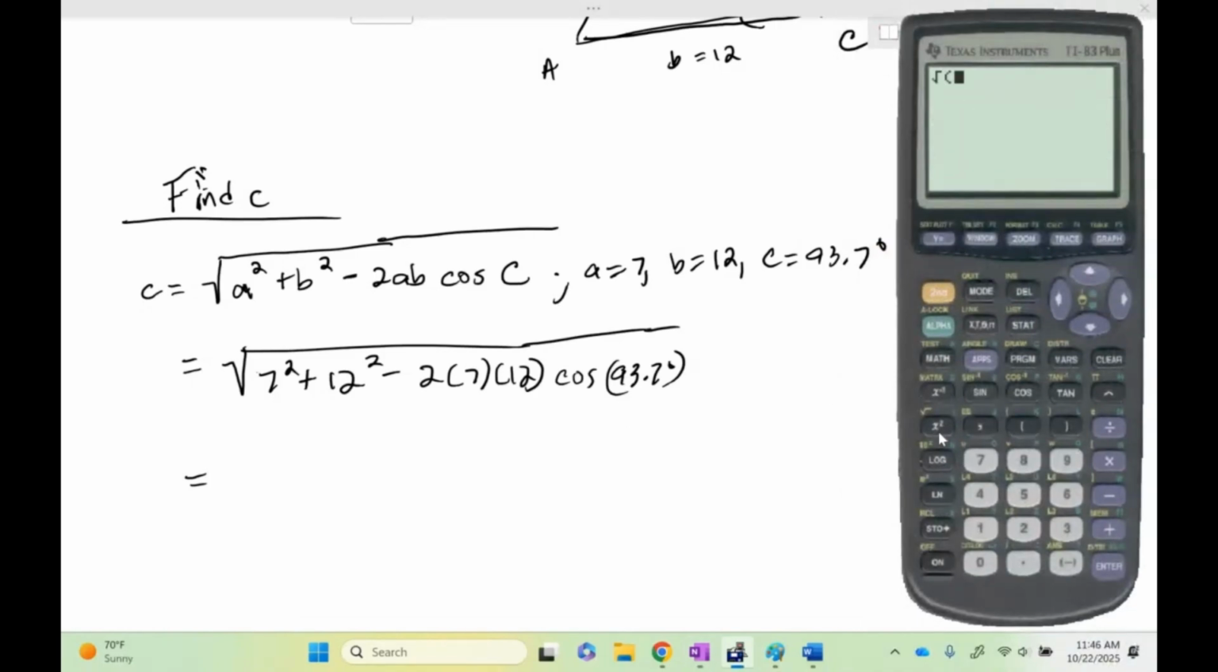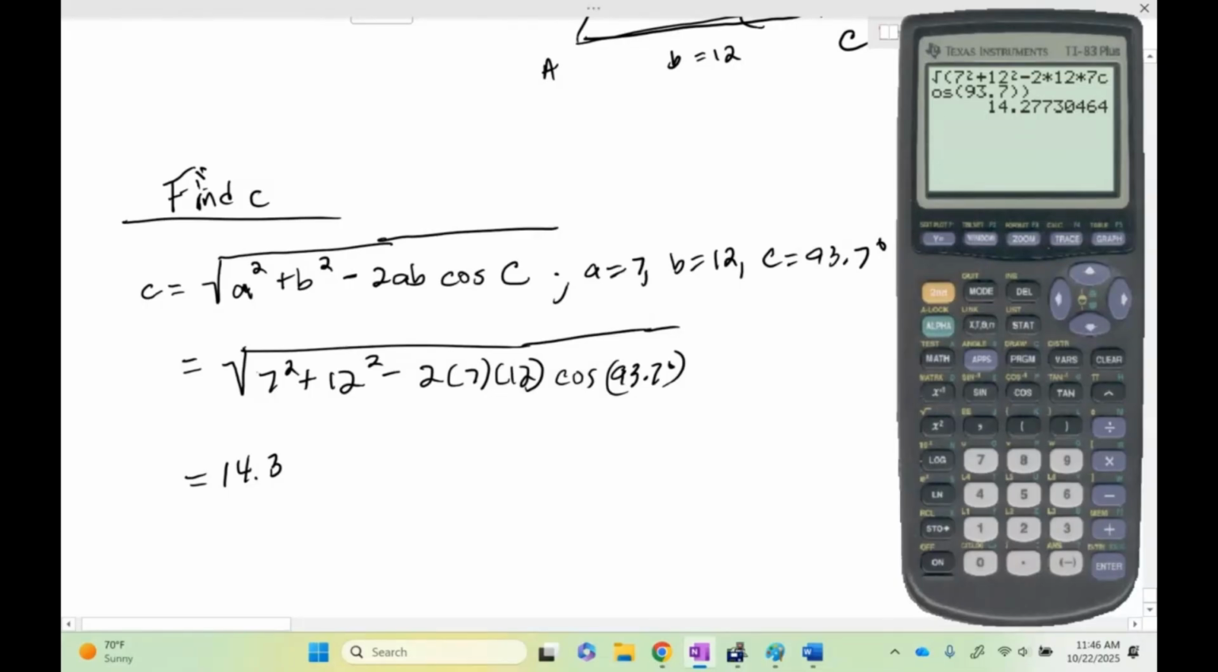So I'm just going to clear my calculator. So that's the square root of 7 squared plus 12 squared minus 2 times 12 times 7 times the cosine of 93.7. Close off the argument for cosine, close off your radical, and we get 14.2, or 14.3, I'm sorry.